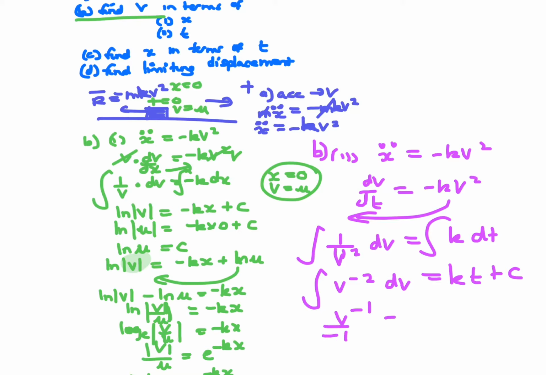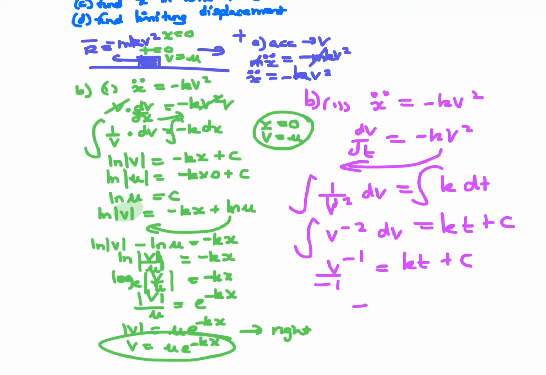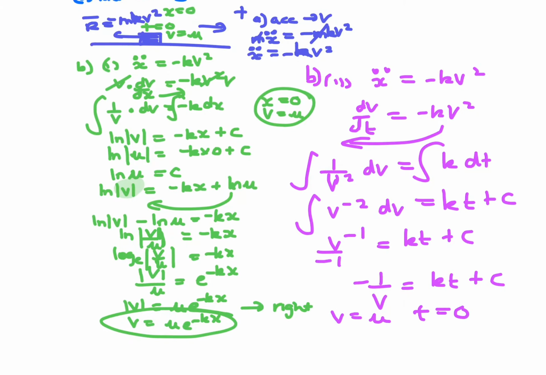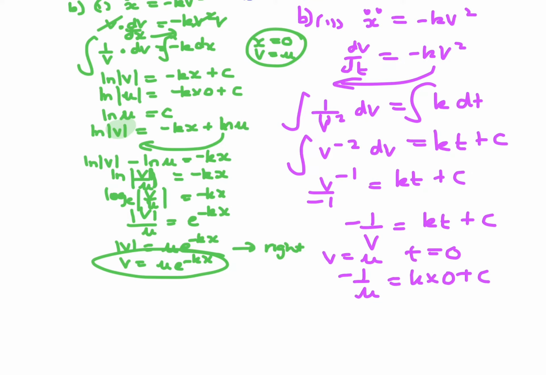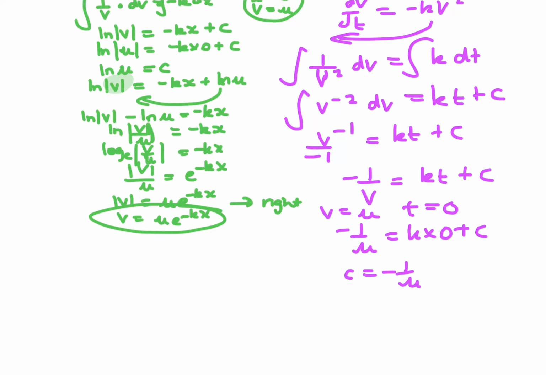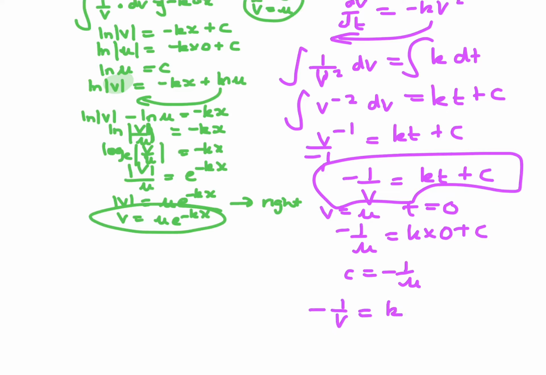So it's v to the minus 1 on minus 1 is kt plus c. So that's minus 1 on v equals kt plus c. To find the c, v equals mu, t equals 0. Therefore, minus 1 on mu equals k times 0 plus c. So out of that, we get c equals minus 1 on mu. Then let's put it back into the equation. So you get minus 1 on v equals kt minus 1 on mu.